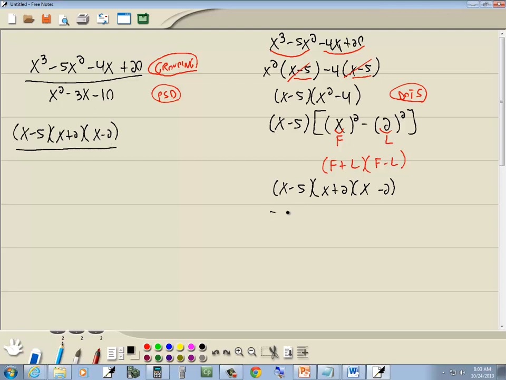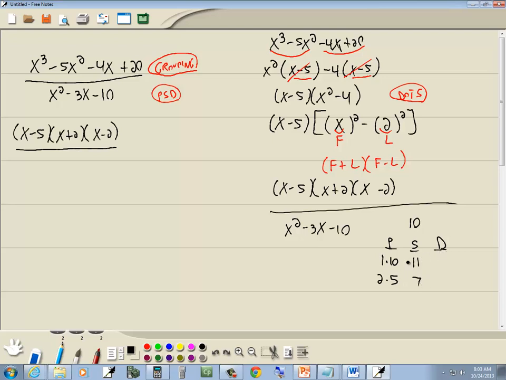Let's look at the bottom part. We've got x squared minus 3x minus 10. We said PST. We take the number at the end, ignoring the sign, so we've got 10, and we're going to create our three columns. In the P column, we write down all products that give us 10: 1 times 10, 2 times 5. In the S column, S for sum, we add these together. 1 plus 10 is 11. 2 plus 5 is 7.